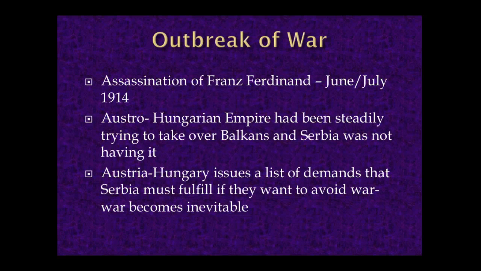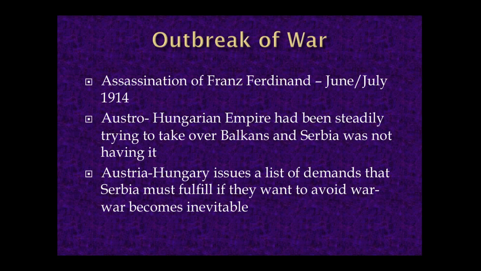All of this comes to a head when the Archduke of Austria-Hungary, Franz Ferdinand, is assassinated in Sarajevo in 1914. So basically what was going on is that the Austro-Hungarian Empire was trying to take over the Balkans. As the Balkan regions fought for independence from the Ottoman Empire, Austro-Hungarian Empire was trying to come in and take them over, and Serbia was not a fan. Again, they think that because a lot of people in the Balkans are Slavic, they should be part of Serbia.